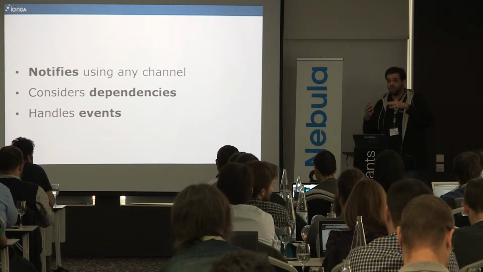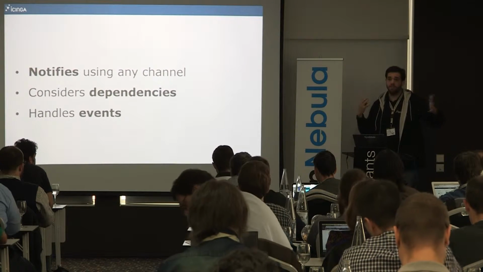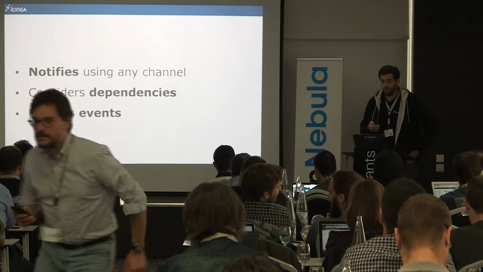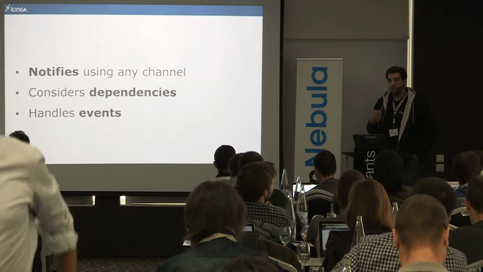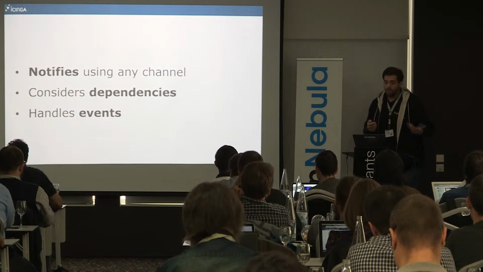We can consider dependencies like network relations, network zones, where we rely on a specific router to access a specific area of your network, and handle that. And we can also handle events, for example, restarting a service.